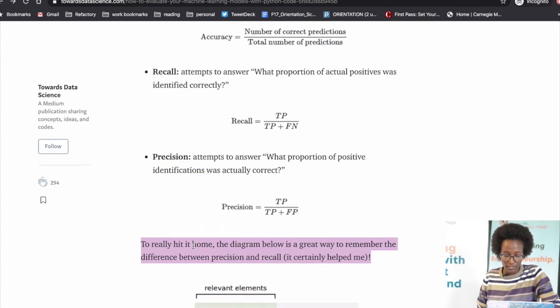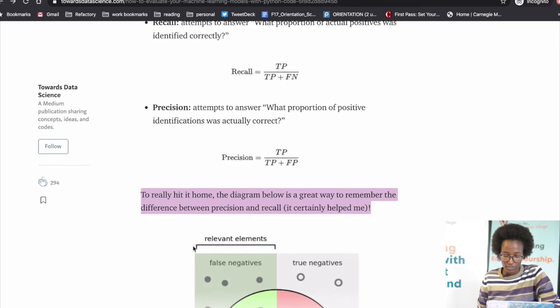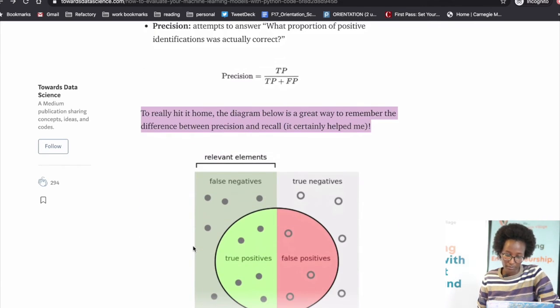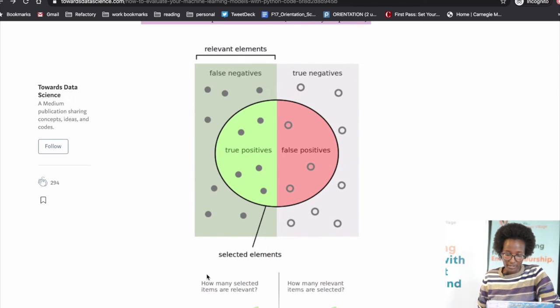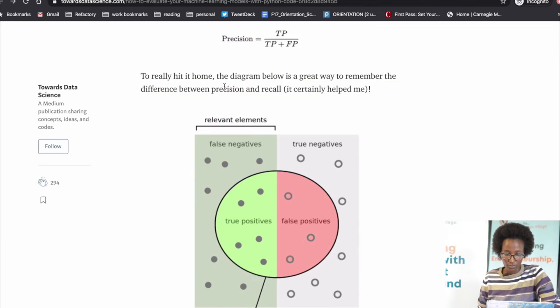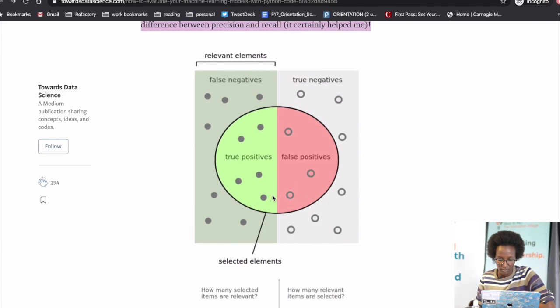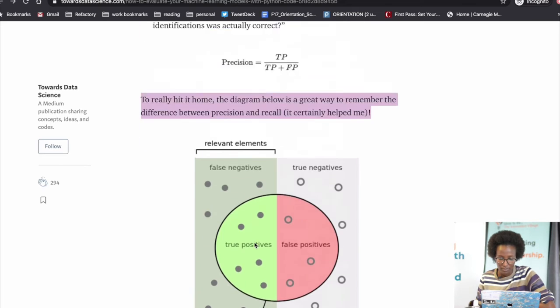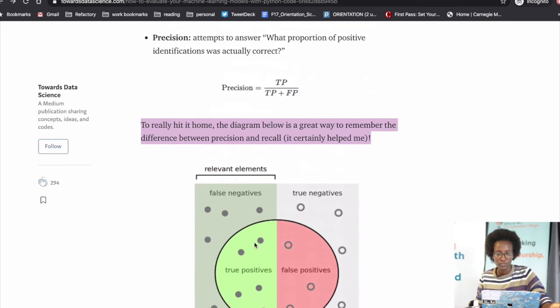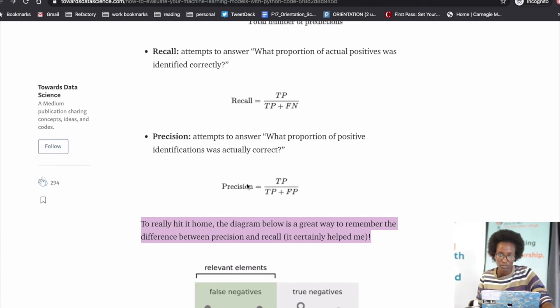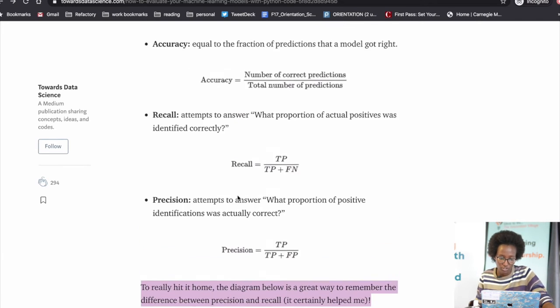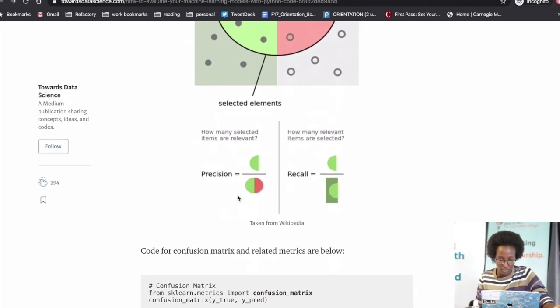Okay, to really hit the point home, the diagram below is a great way to remember the difference between precision and recall. It certainly helped me. I'll leave it up to you to try and interpret it. But the whole point is to see what is a true positive, what is a true negative, and what is recall, introducing these terms to you: recall, precision, accuracy, as a way of evaluating models.